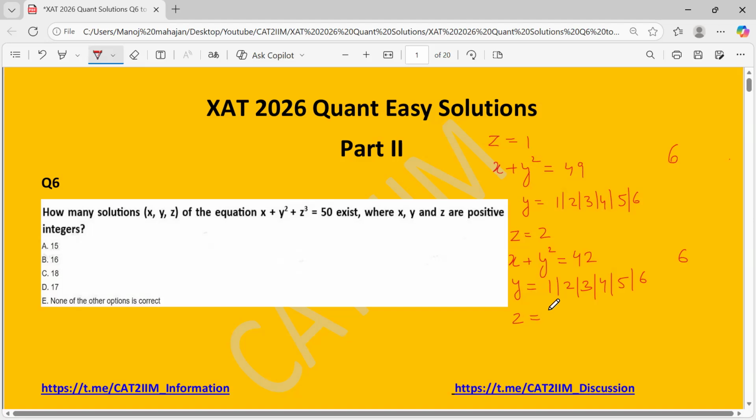Just one more case, we're going to have z equal to 3, because if I put z as 4, this will become 4 cube, which is 64, and adding positive integers would definitely not add up to 50, right? So z is 3. In that case x plus y square, if I subtract 3 cube from 50, so 50 minus 27 is what? 23. Of course, you can calculate the values of x, but let's focus on y. y could be 1, 2, 3, 4. 5 square would cross 23. So 4 solutions out here. Total, if I add 6 plus 6, 12 plus 4, 16. So this should be the right answer.